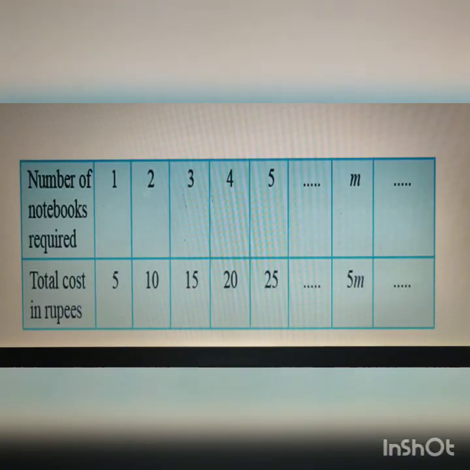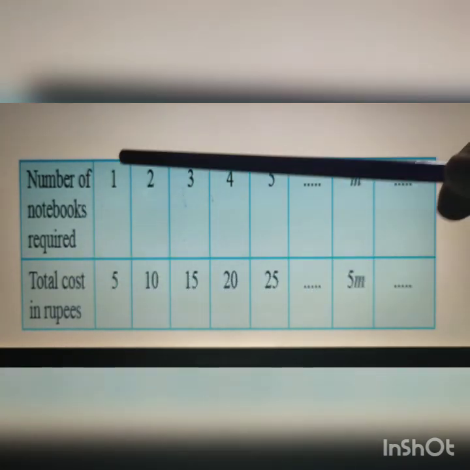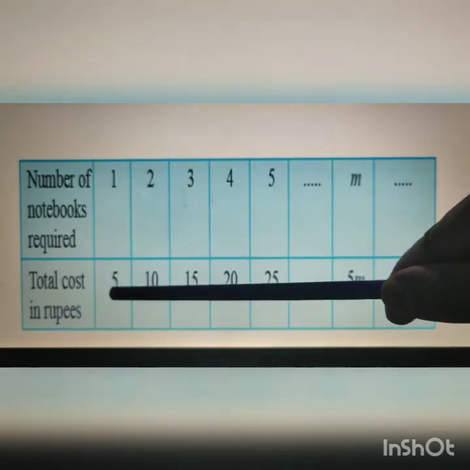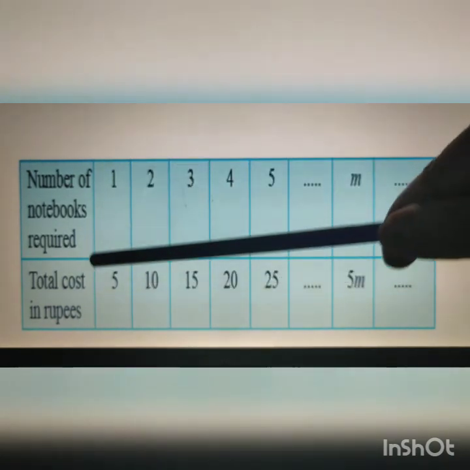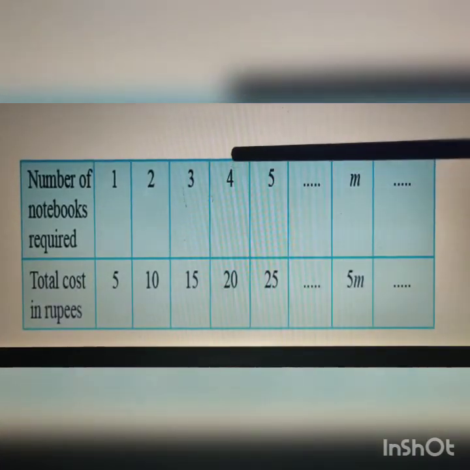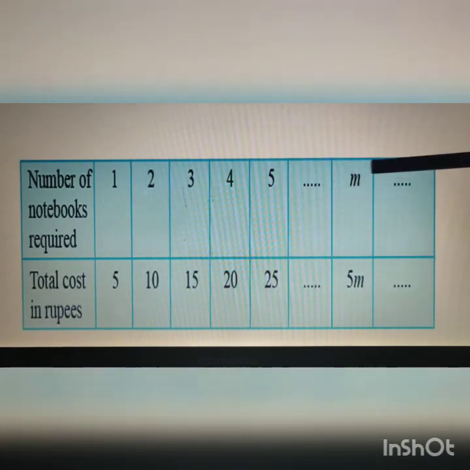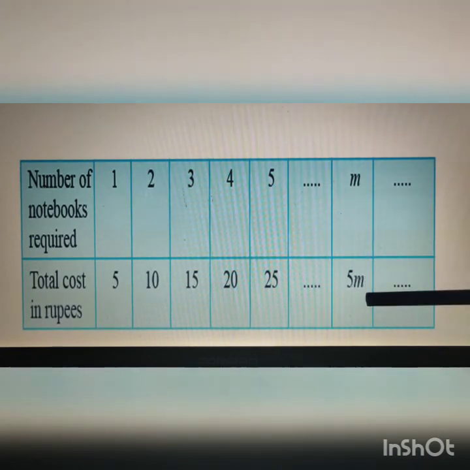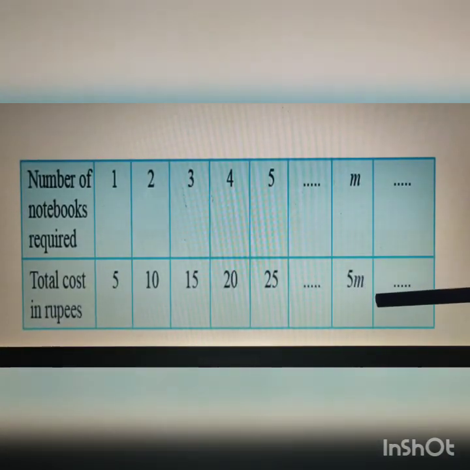Let us discuss one example of algebra. Here, the number of notebooks required and the cost of notebooks are given. If the cost of one notebook is 5, then the cost of 2 notebooks is 10 rupees. 3 notebooks, 3 into 5, 15 rupees. Cost of 4 notebooks 20. Cost of 5 notebooks 25. Therefore, and so on up to m. m means the number of notebooks, we don't know how many. So let m be the variable. If there are m notebooks, then the cost of m notebooks is equal to 5m. Cost of one notebook is 5, therefore the cost of m notebooks is 5 into m, 5m.